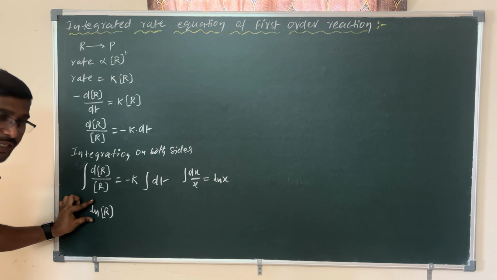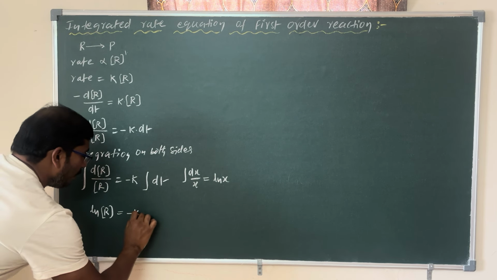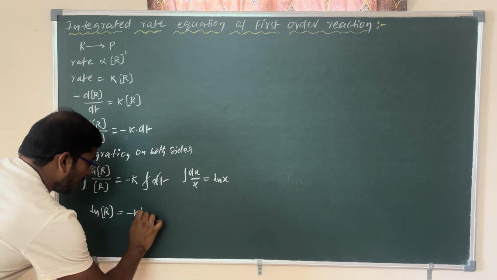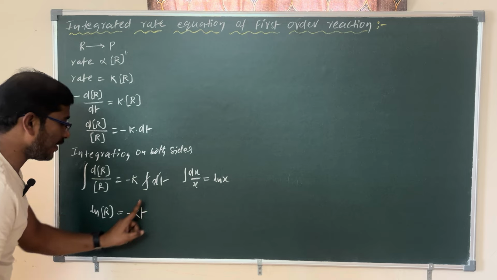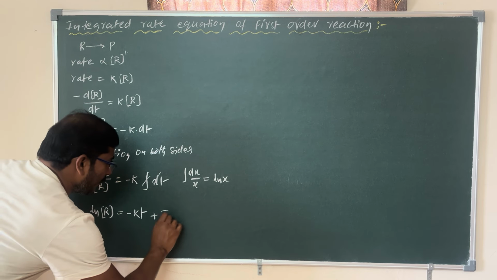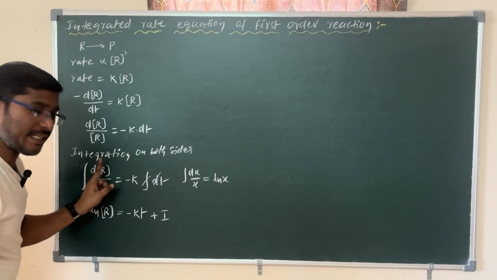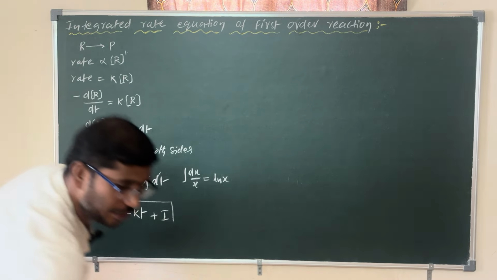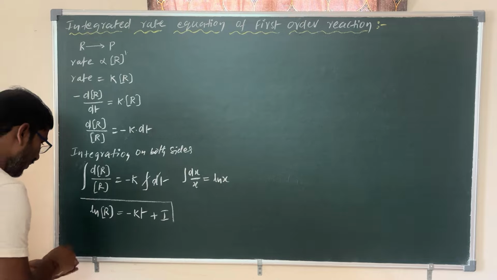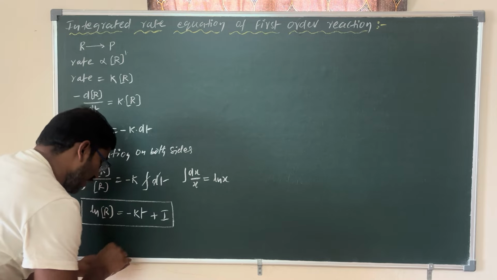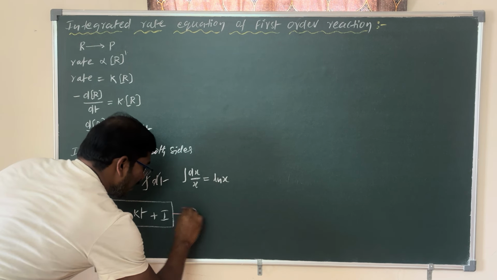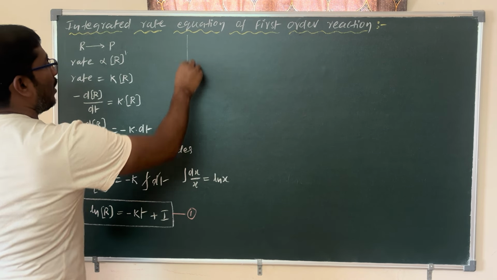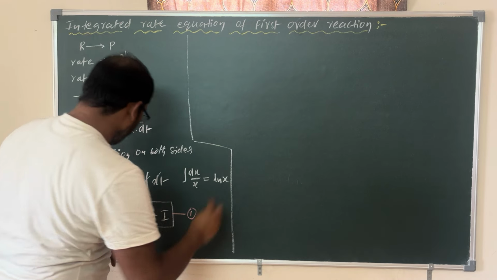This is equal to minus K into the integration of dt, which is t, plus I. Why I? Once I do integration, I take an integration constant. I am taking this as equation 1. Keep in your mind, students, equation 1. It is a formula, don't forget.